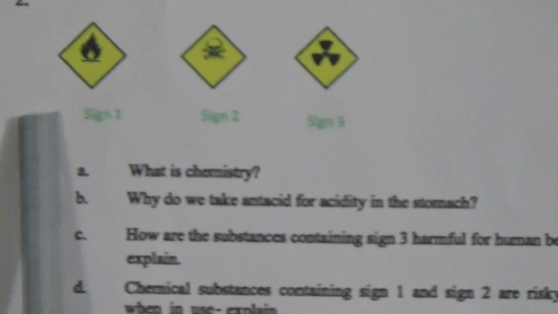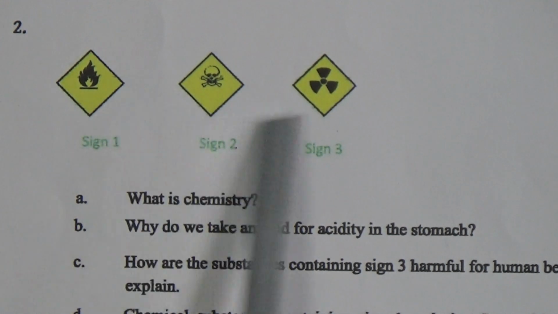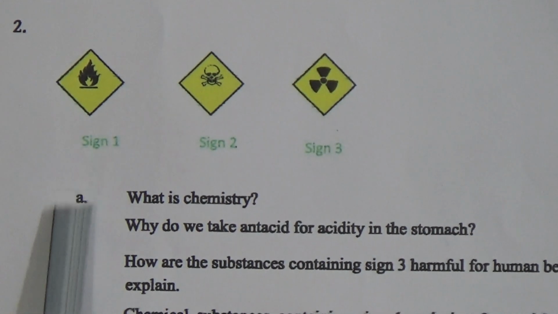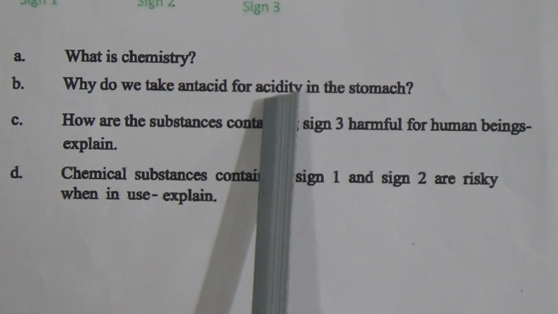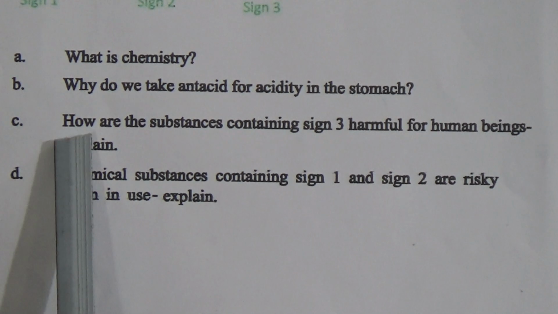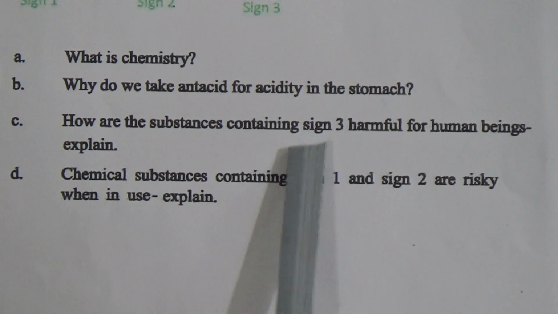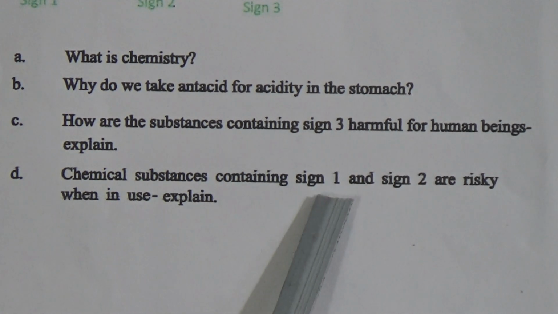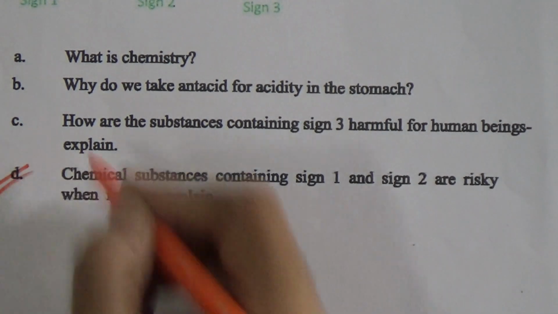Now come to the next question. There are 3 signs. One looks like burning fire. Another is a skull of a skeleton and 2 bones. And there is a picture like a fan. Now come to the first question, what is chemistry? And B is, why do we take antacid for acidity in stomach? Then come to the next one, how are the substances containing sign 3 harmful for human beings? Explain. The last one, chemical substances containing sign 1 and 2 are risky when used. Explain. That will be your homework.